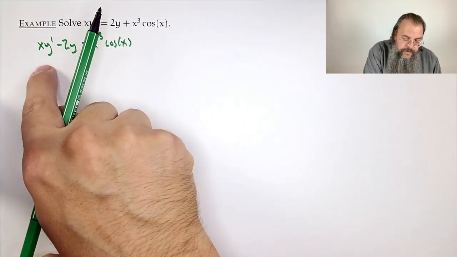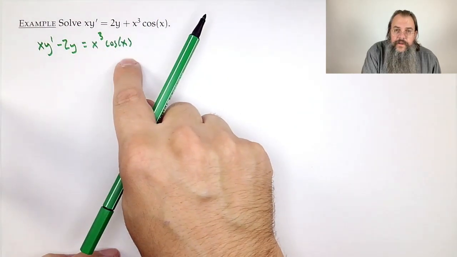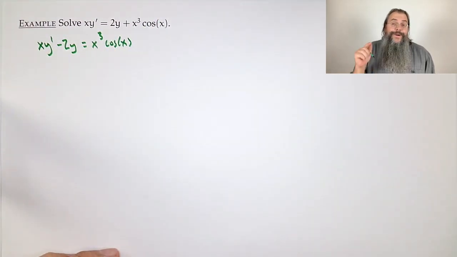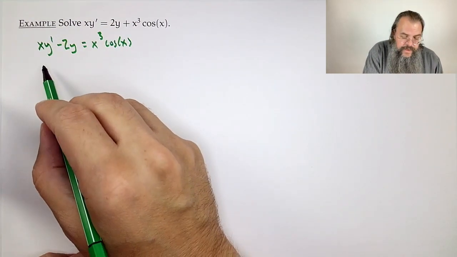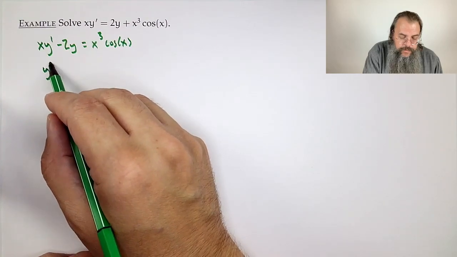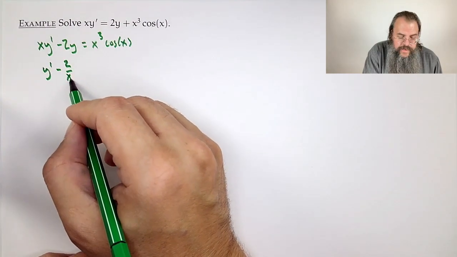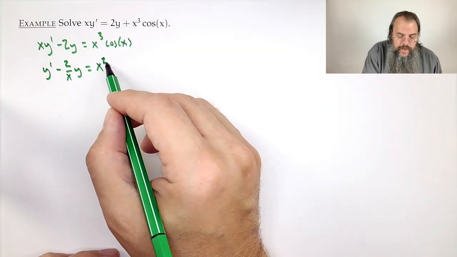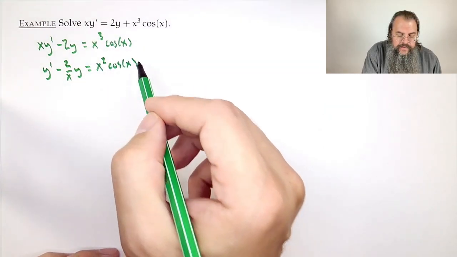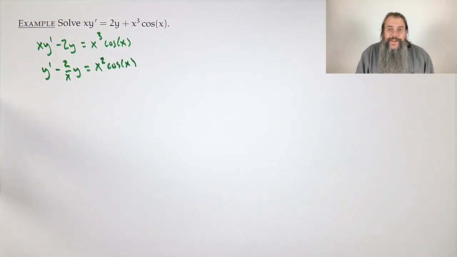And say, okay, we have something y prime, something y, and over here just the x part. But we're not quite ready yet because that's not a 1. So we make it a 1. We divide by x. So y prime minus 2 over x y is equal to x squared cosine of x. All right, so we're ready. We're ready to begin.